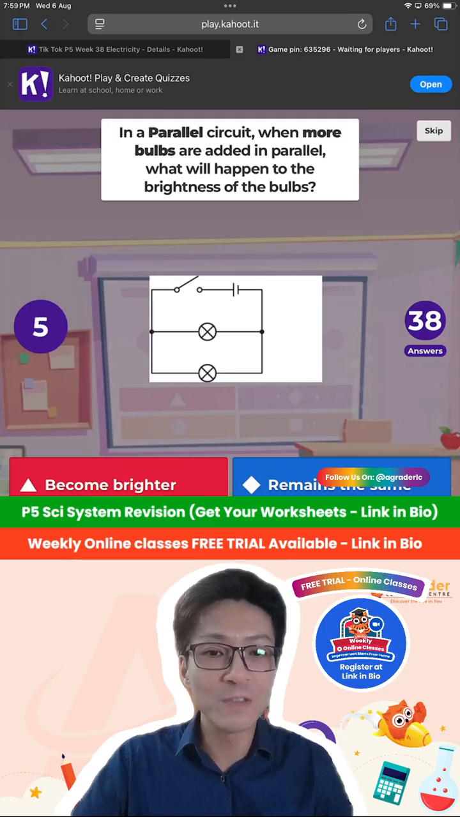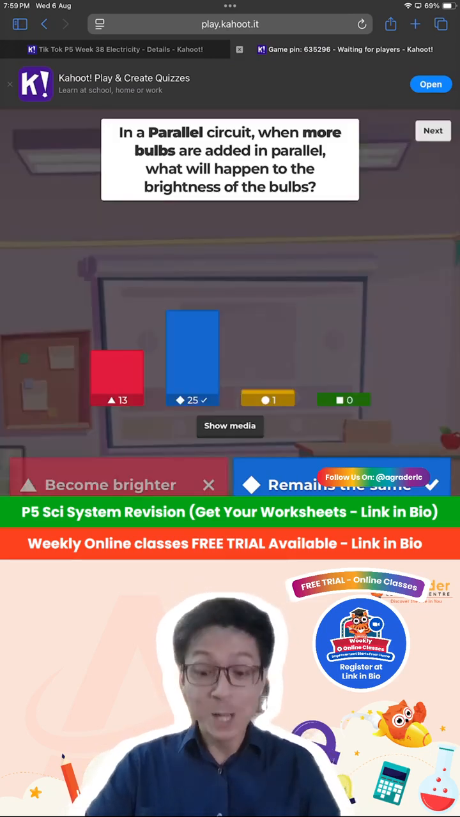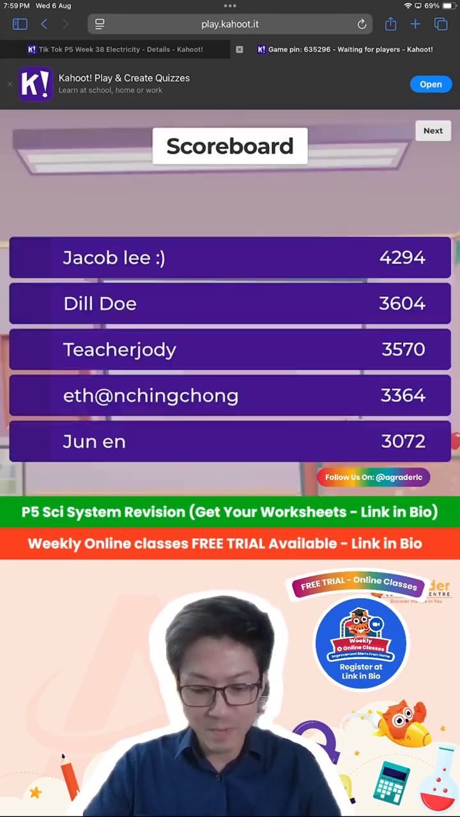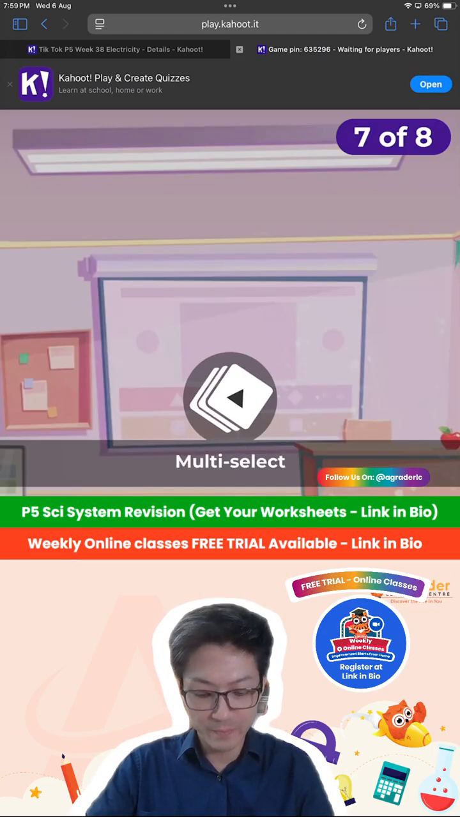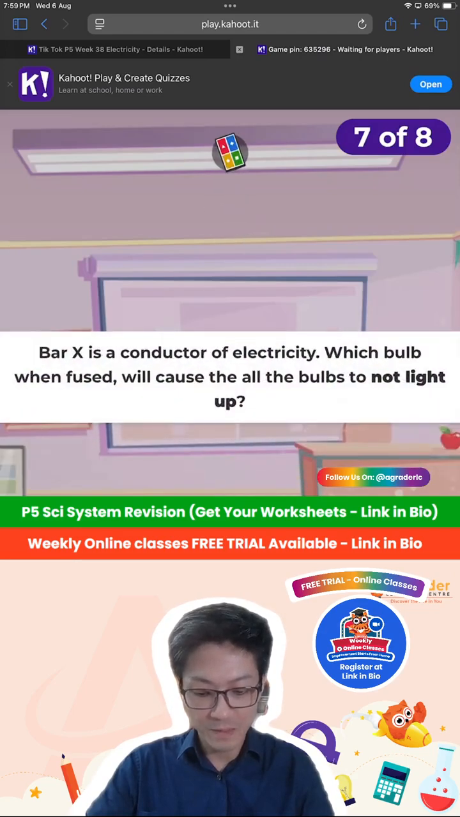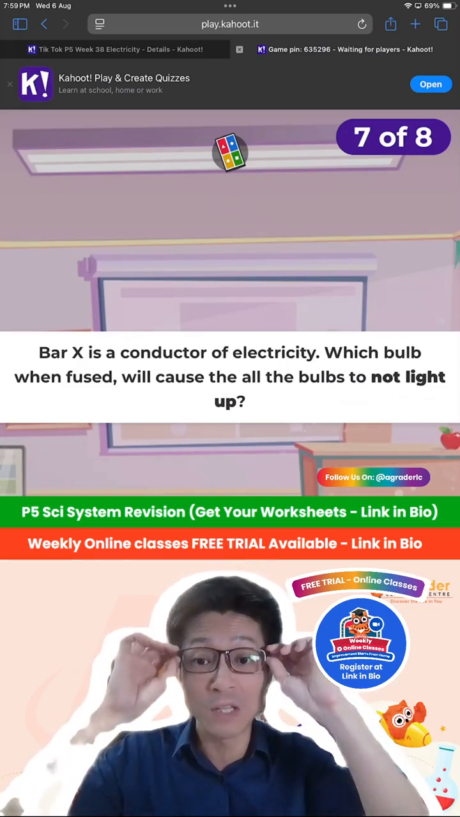If you're in 21st, I think the chances of getting top are going to be low. Yes, in a parallel circuit, remember, the brightness remains the same. It will not become brighter. The top 3 are not changing spots, but I think you'll still have a chance because the last question is going to be double points.